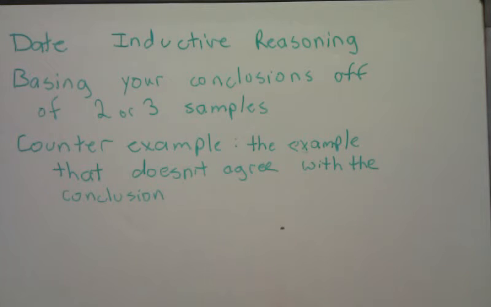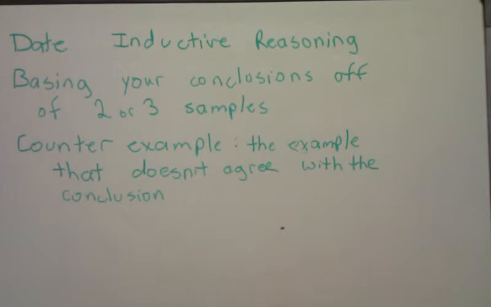So if you can find one example that proves it false, we know that it's false. That example is called the counterexample. Statement: only Maris and Ruth hit more than 59 home runs. And then McGwire gets up and he hits 69 home runs. So he just proved that wrong. He was the counterexample.